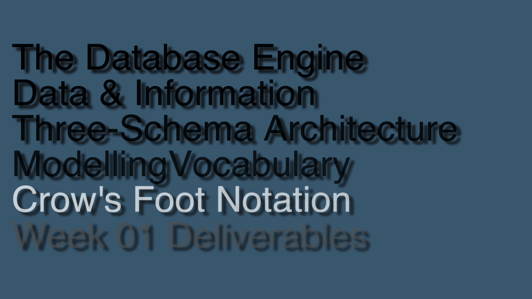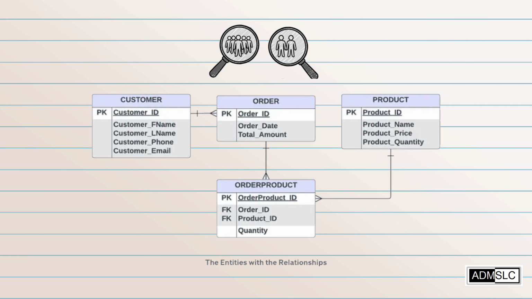All right, Section 4, Reading Crow's Foot Notation, visualizing our database rules. So once we've got our vocabulary down, we have to visualize our database rules using something called crow's foot notation. And we do this way before writing any SQL code. When you draw a line between two entities, the ends of that line actually tell a story based on two vital rules. First is cardinality, which simply answers the question, how many?